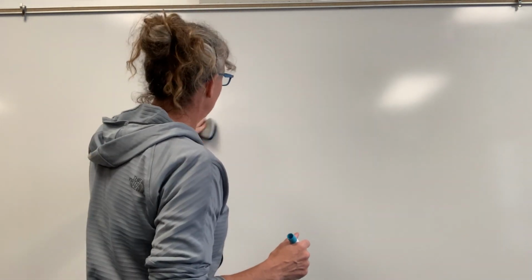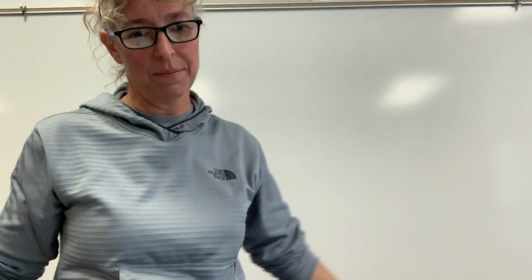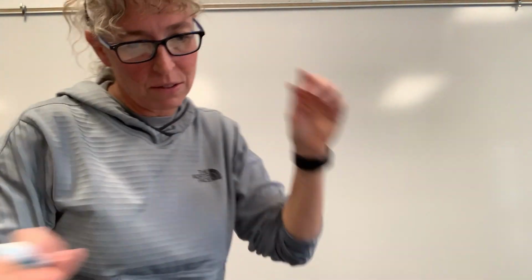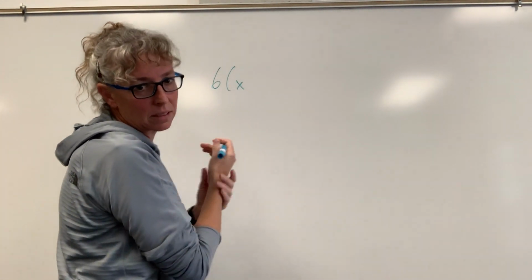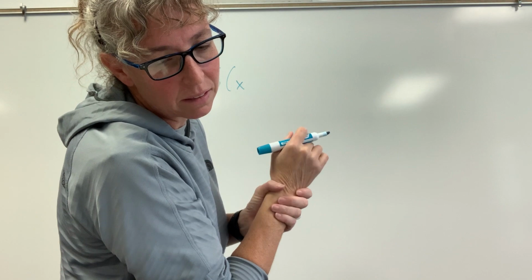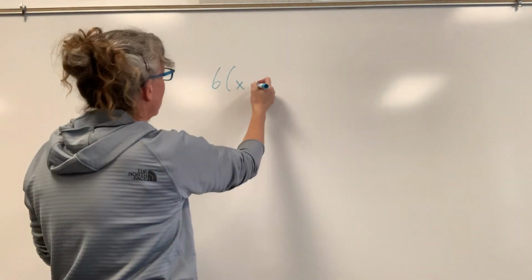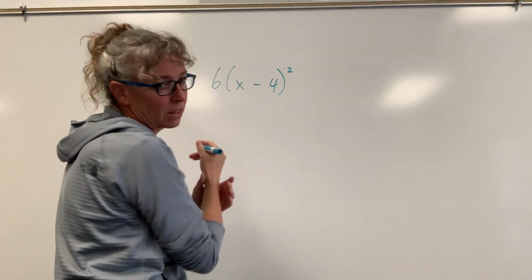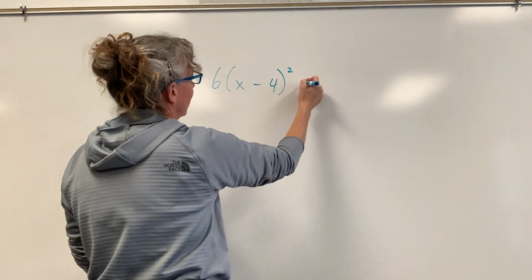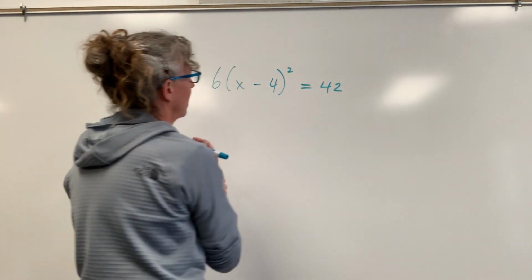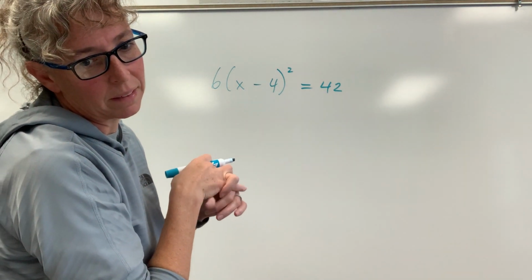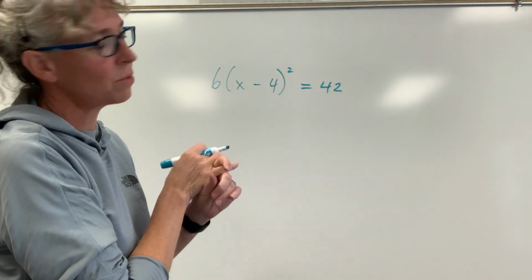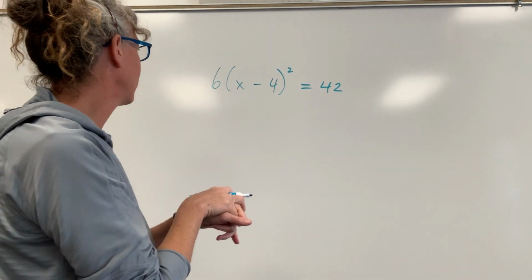Okay, example 4 says, solve that crazy thing there and round the solutions to the nearest hundredth. Okay, so let's go ahead and do it. 6 times x minus 4 squared. They used a graphing calculator, it looks like to me, but that's just to check the solution. So we can still solve it without the graphing calculator.